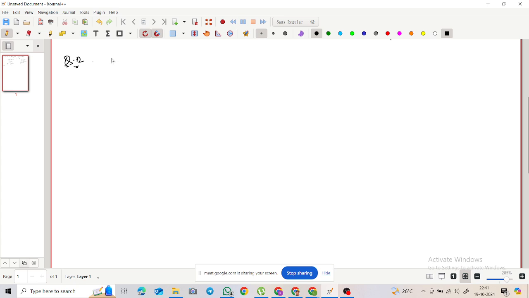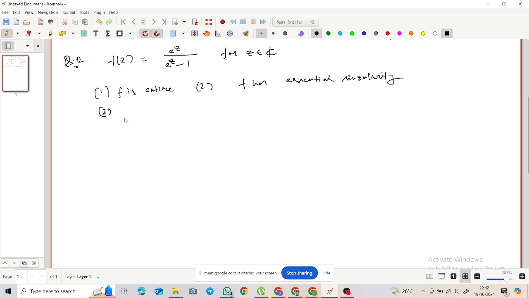That if f(z) is, say, e to the power z by e to the power z minus 1, for z belongs to C. Then, 1, f is entire. 2, f has essential singularity. 3, f has infinitely many poles.